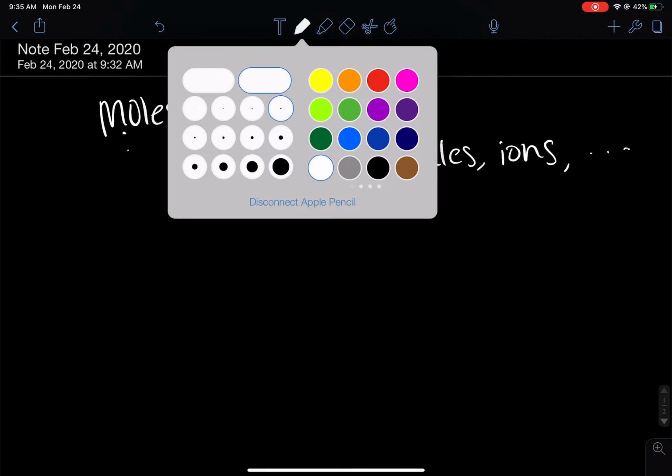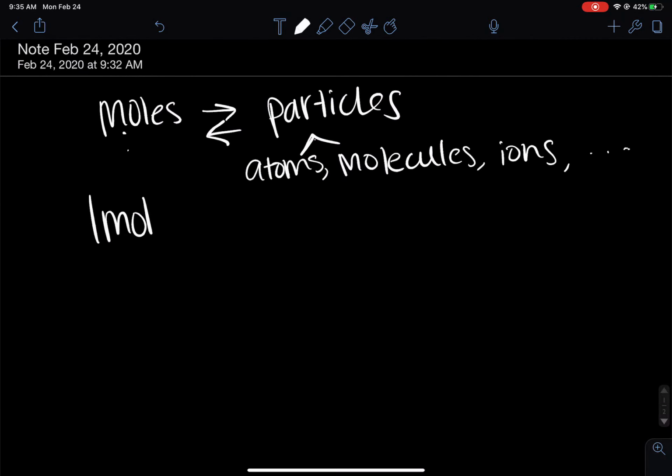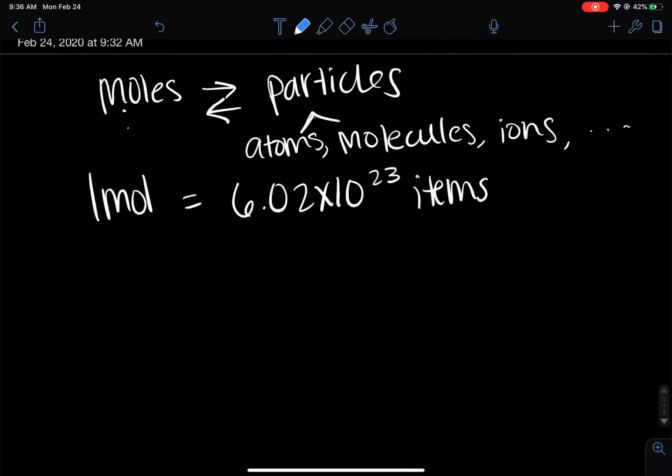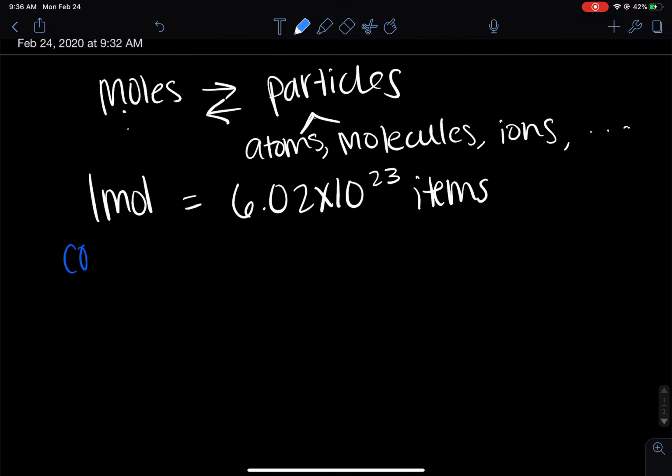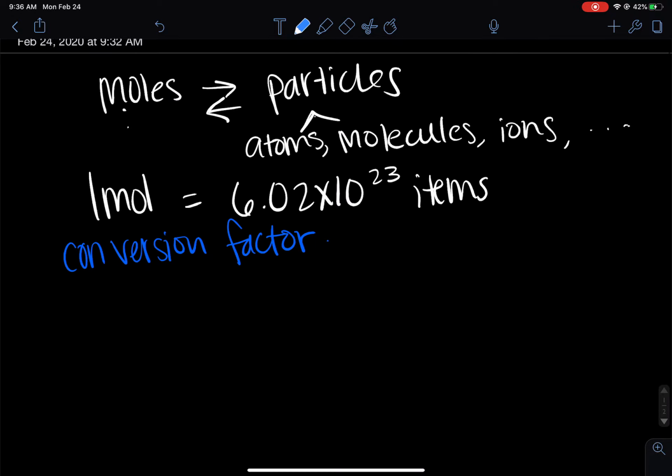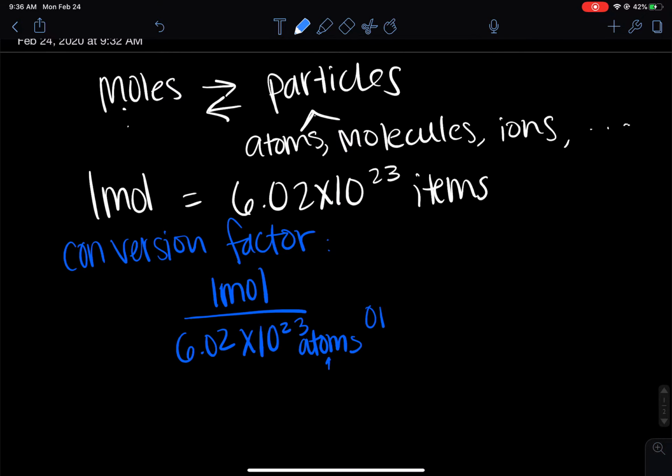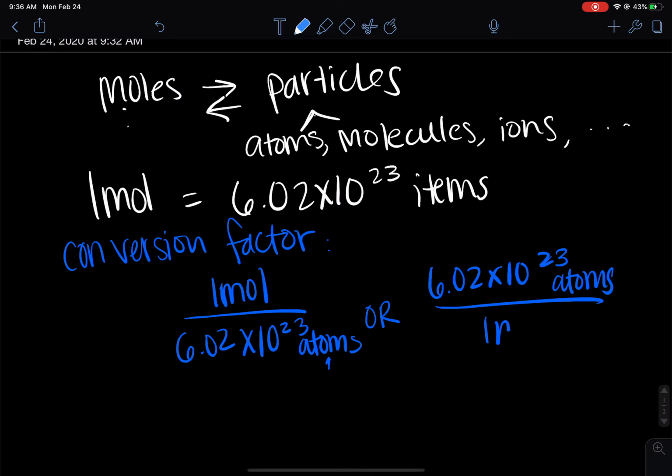So first off, we have to remember that 1 mole is equal to 6.02 times 10 to the 23rd items. And when we use that as a conversion factor, we're going to write it as 1 mole over 6.02 times 10 to the 23rd atoms or molecules, whatever this is. Or we can write it as 6.02 times 10 to the 23rd atoms over 1 mole, okay?